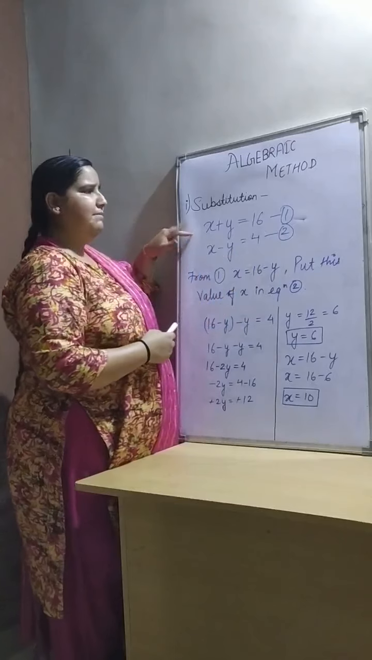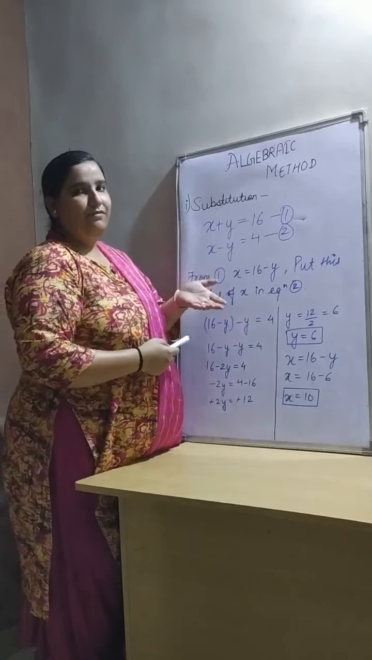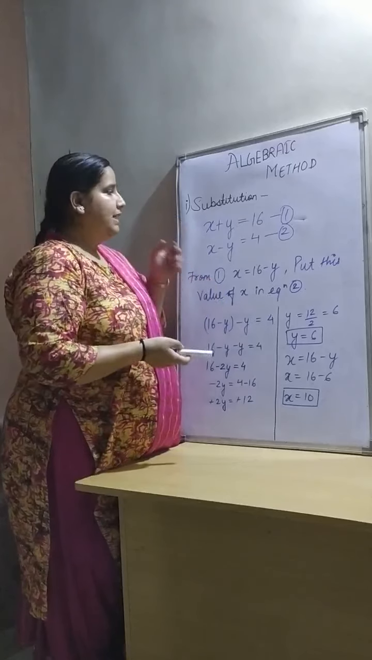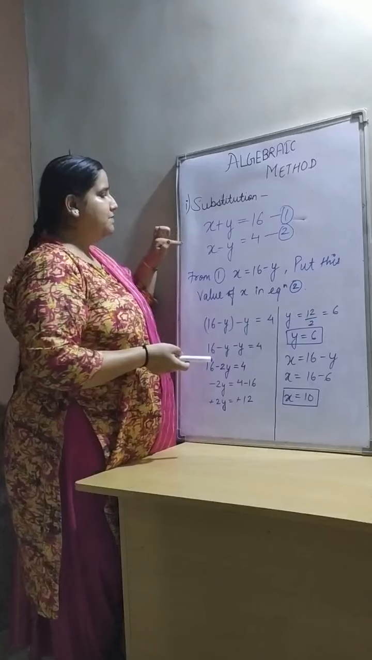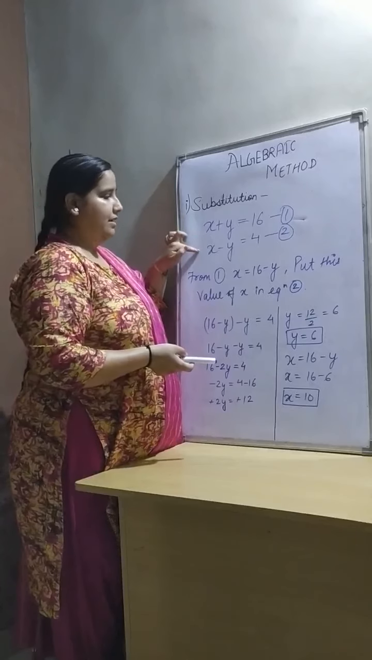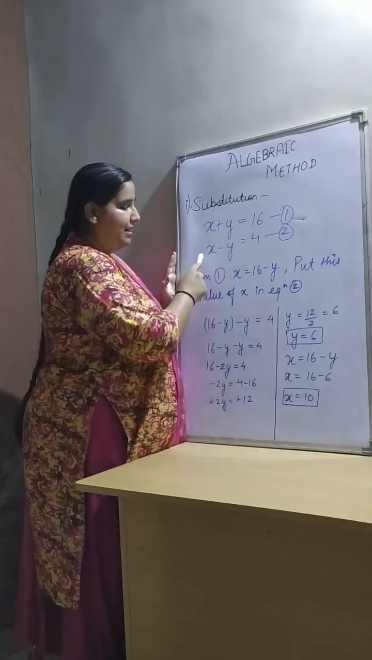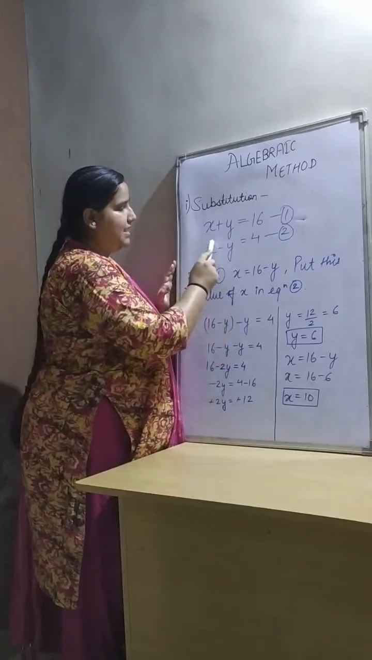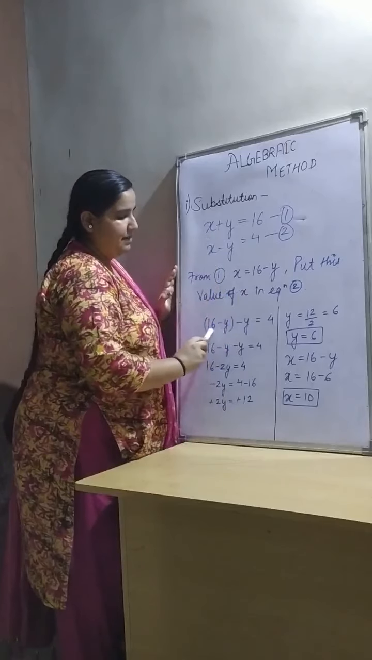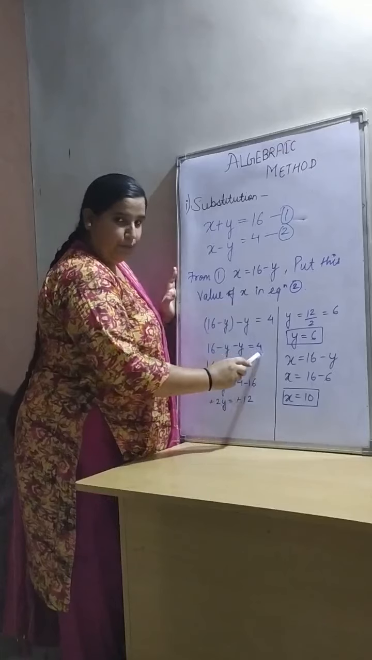From any of the equations, we can take out the value of one variable in terms of another variable. Like I have taken it from the first equation, and now I am putting this value in the second equation. I am putting x is equal to 16 minus y in the second equation. It will be 16 minus y minus y. In place of this x, I have written 16 minus y.